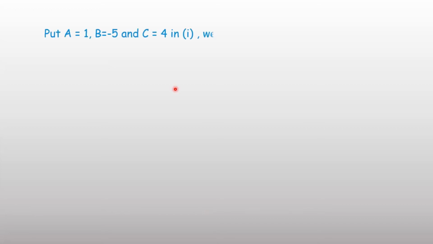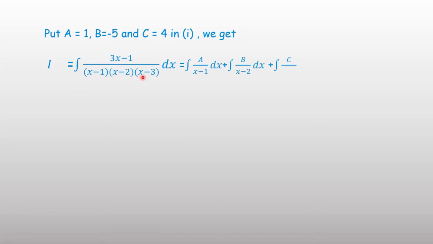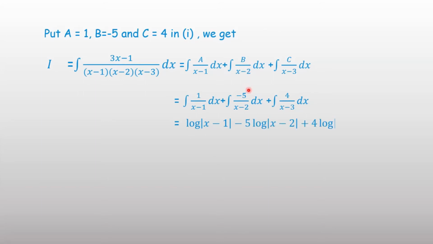The result you will get is I equal to integration of 3x minus 1 upon x minus 1 into x minus 2 into x minus 3 dx equal to a upon x minus 1. A means value of a is 1, so 1 upon x minus 1. B upon x minus 2, value of b is minus 5 upon x minus 2. Plus c upon x minus 3, means 4 upon x minus 3.